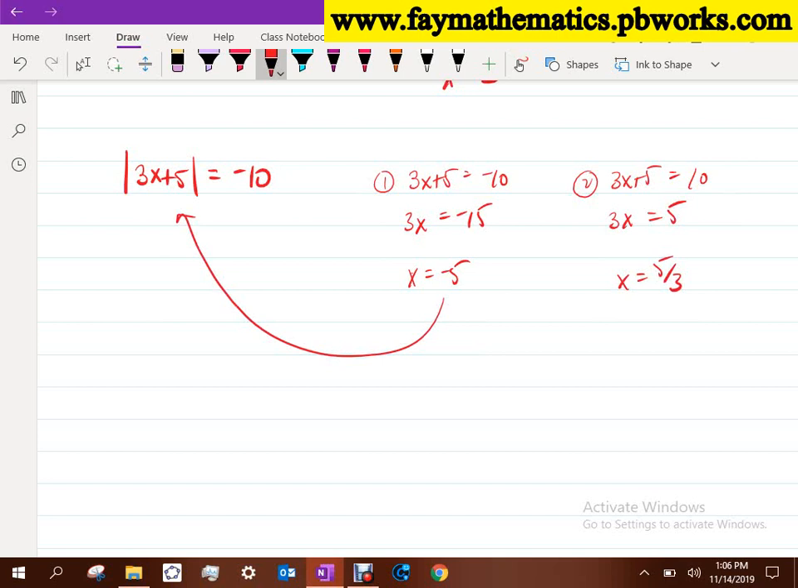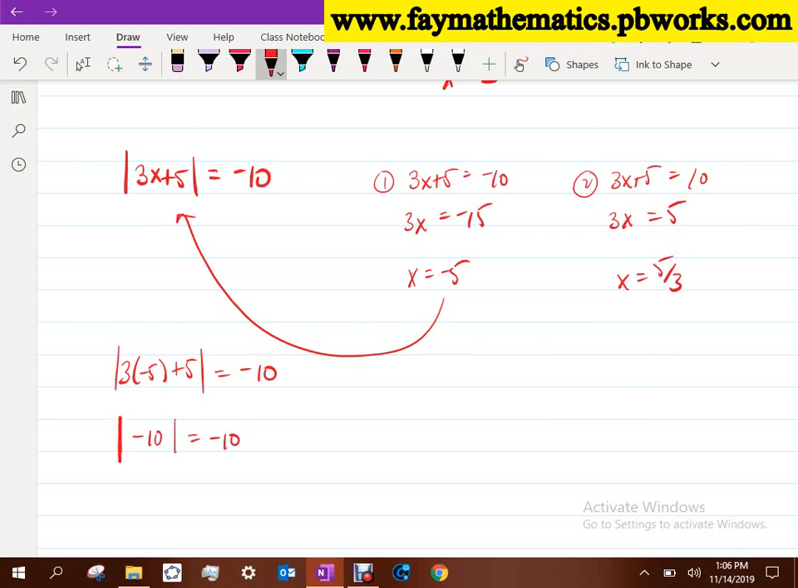If I plug in negative 5 here, I get 3 times negative 5 plus 5, and we'll see if that's negative 10. What's 3 times negative 5? Negative 15 plus 5 is negative 10. Okay.